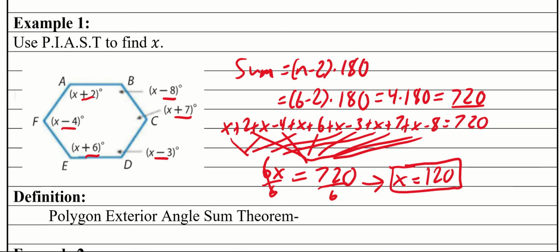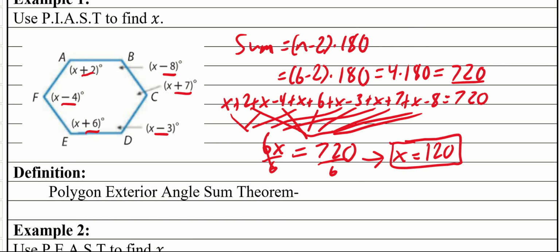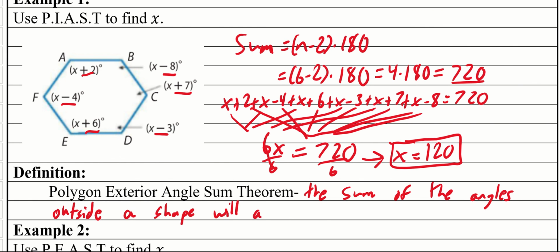And then we also had a theorem that we talked about for the angles outside of a shape. And this one's a little bit simpler. If we're dealing with the exterior angles, this theorem is just going to say this. The polygon exterior angle sum theorem says the sum of the angles outside a shape will always be 360 degrees.